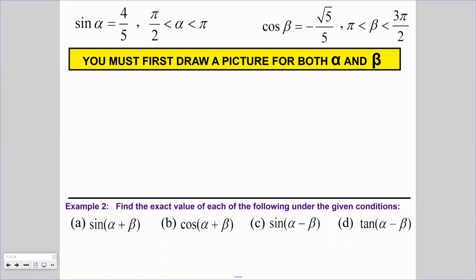Now, alpha first. Alpha is between pi over 2 and pi. Pi over 2 and pi puts us in the second quadrant. So all I need to do is sketch the second quadrant. I don't need to see anything else. I'm going to drop this angle in the second quadrant and draw a triangle. Okay, the perpendicular always hits the x-axis.